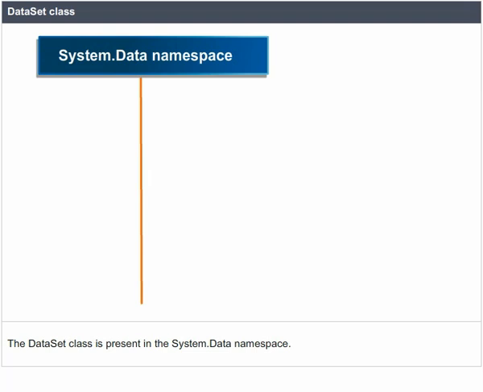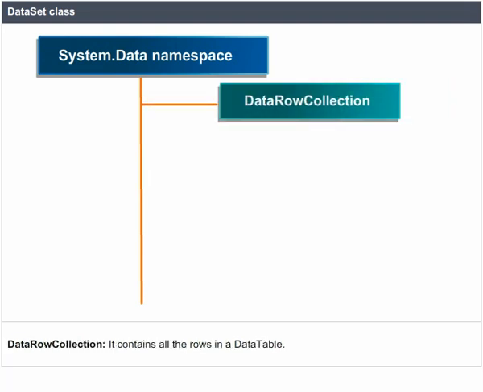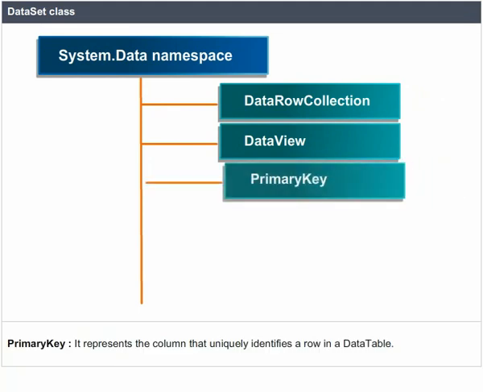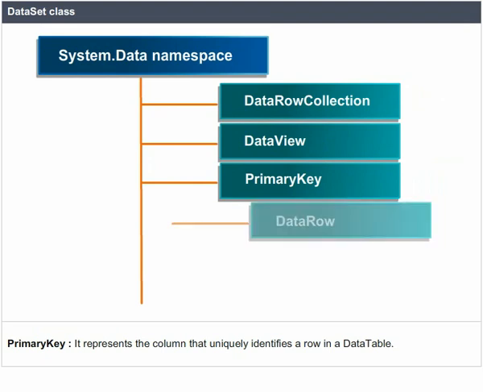Data row collection. It contains all the rows in a data table. Data view. It represents a fixed customized view of a data table for sorting, filtering, searching, editing, and navigation. Primary key. It represents the column that uniquely identifies a row in a data table. Data row. It represents a row in the data table.